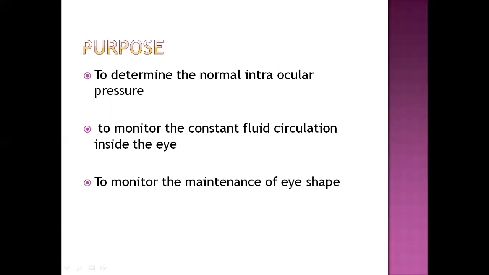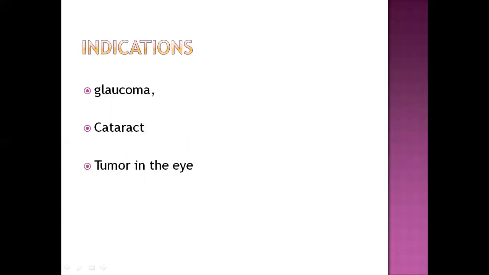The purpose is to determine the normal intraocular pressure, to determine the fluid circulation condition inside the eye, and because of that fluid circulation there is maintenance of the shape of the eye, so purpose also becomes to monitor the maintenance of eye shape. Indications for this test can be glaucoma, cataract, and tumor in the eye. As glaucoma is directly related with increase in intraocular pressure, glaucoma becomes the first indication for this test.